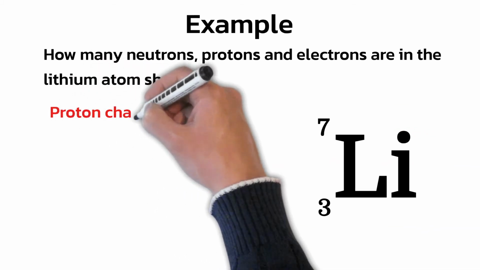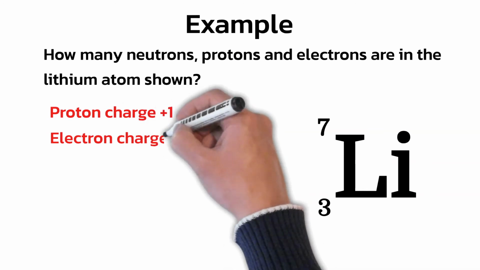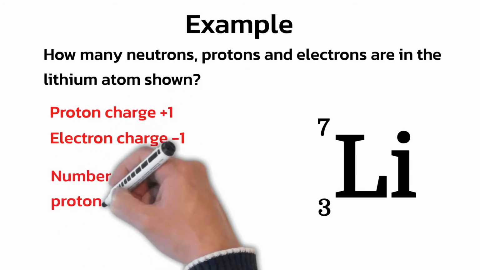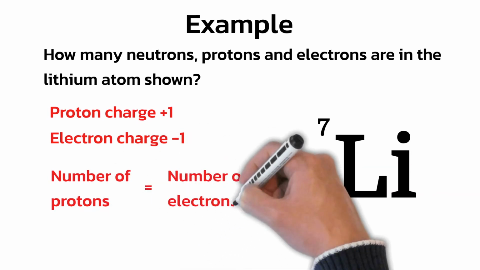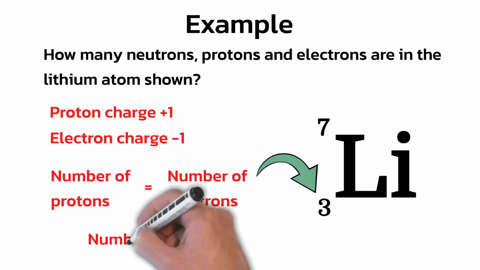To find the number of electrons in the atom, we need to remember that protons have a relative charge of +1 and electrons have a relative charge of -1. As the atom has a neutral charge, the number of positive protons must be the same as the number of negative electrons. So lithium must have 3 electrons.